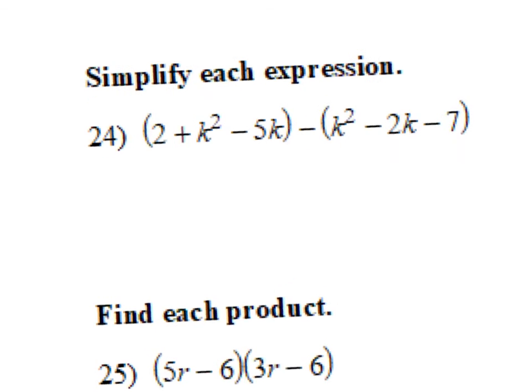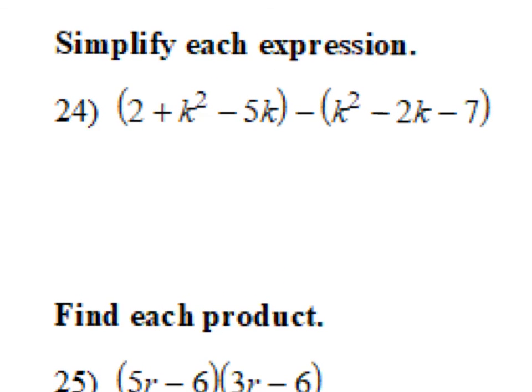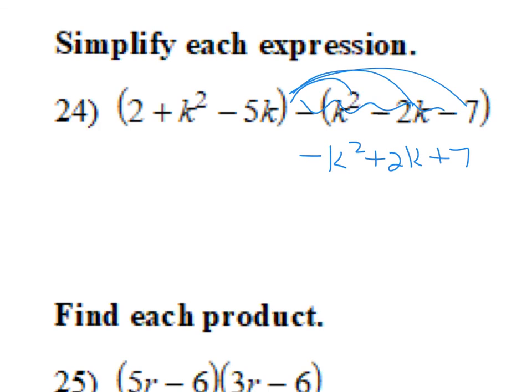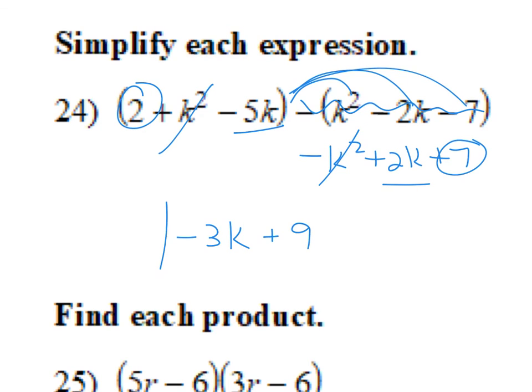All right, on this one, let's go ahead and distribute that negative through and get -k squared, a positive 2k, and a positive 7. Now when you do that, go ahead and get rid of all that. So k squared minus k squared cancels out. -5k plus 2k is -3k. And then 2 plus 7 is 9.